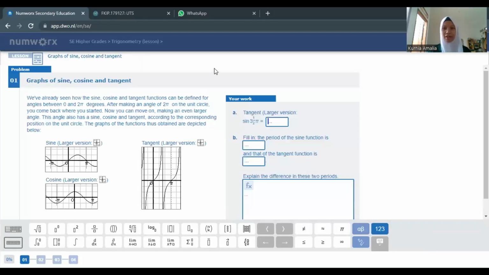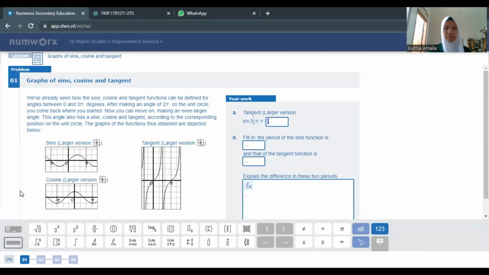My name is Kurnia Amalia, and this morning, I would like to give you a little explanation of trigonometry and sections of the graphs of sine, cosine, and tangent. So, let's start. Problem one.